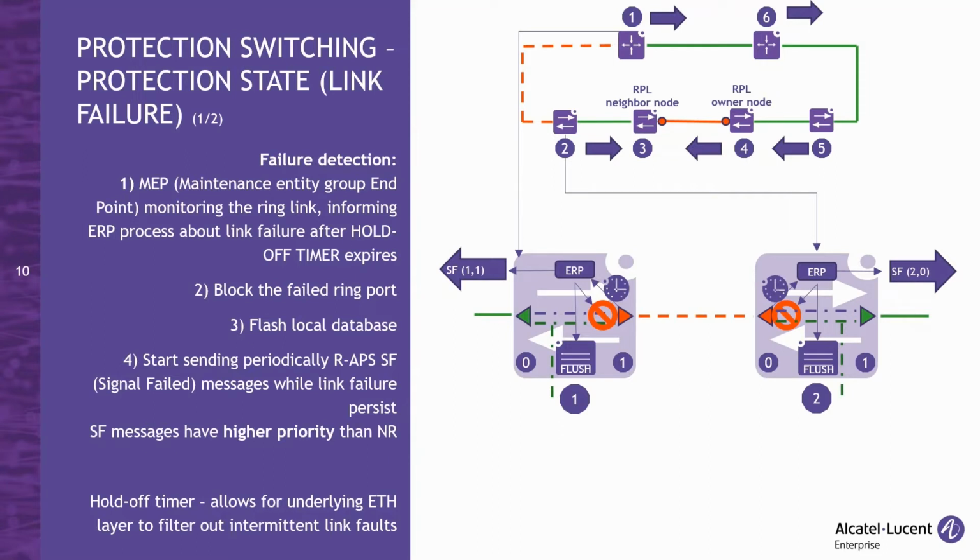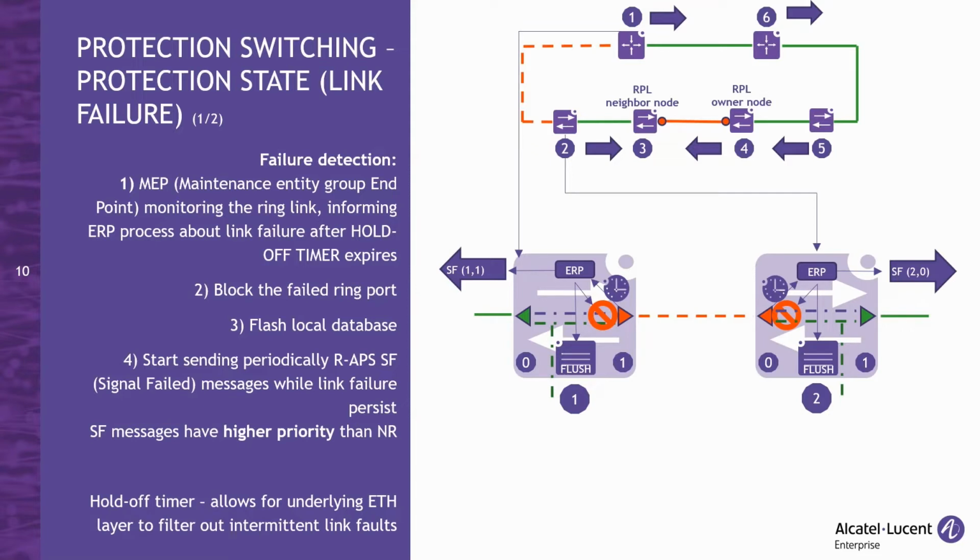In case of link failure, both nodes, 1 and 2 on our slide, will start hold-off timer. If the link failure clears within period defined by hold-off timer, no link failure will be reported to ERP control process. If, after expiration of hold-off timer, link failure still exists, the failure will be reported to ERP process, which will then block the failed ring port on each node. ERP will also initiate flushing the local forwarding database and will start to periodically inform other nodes in the ring about the link failure via R-APS messages.